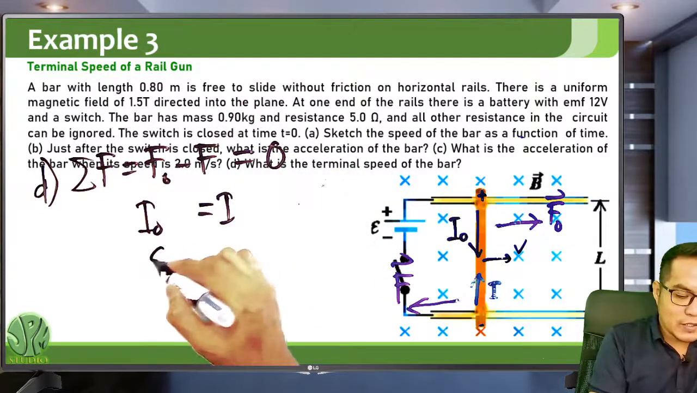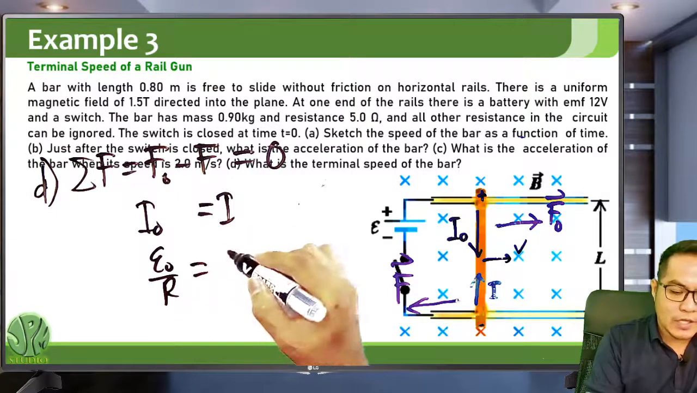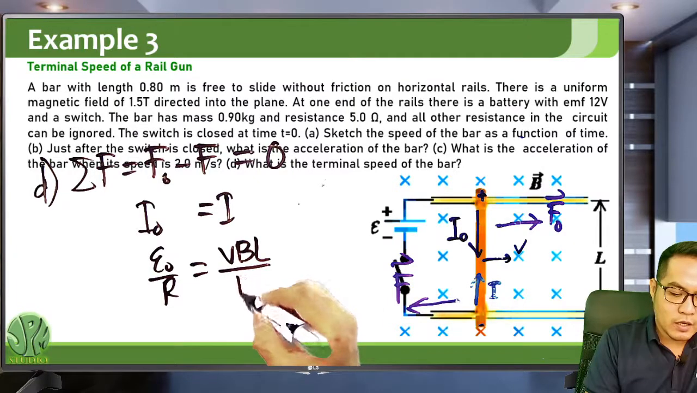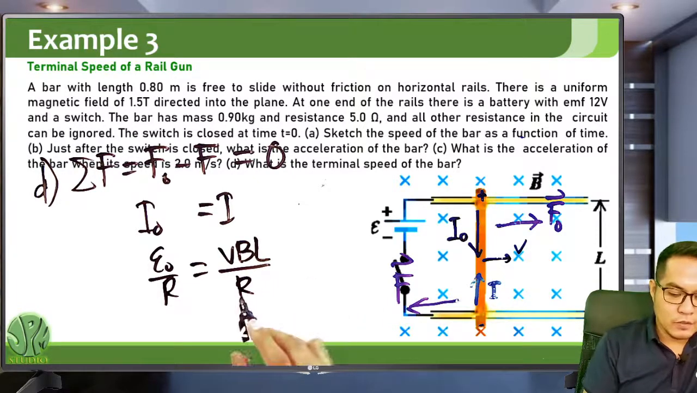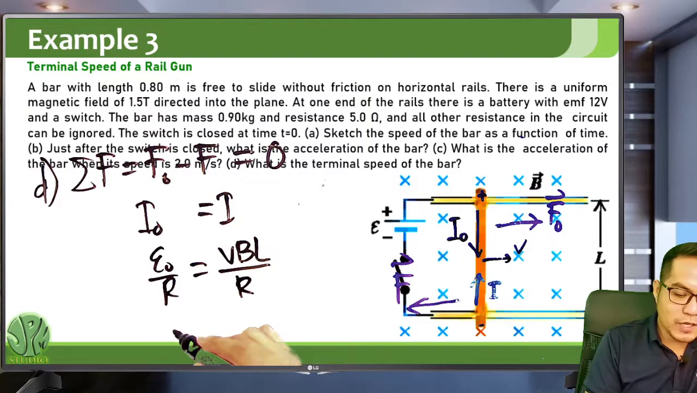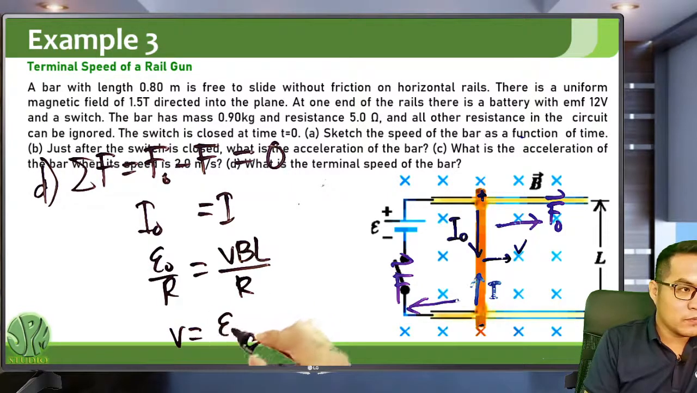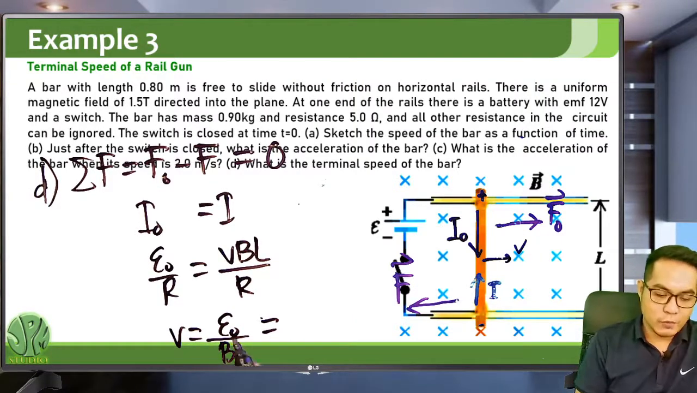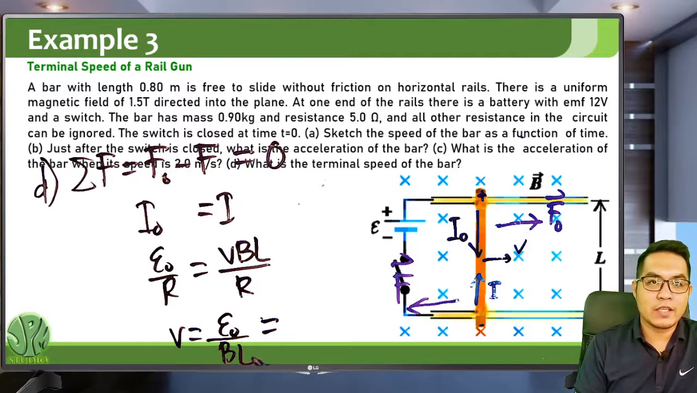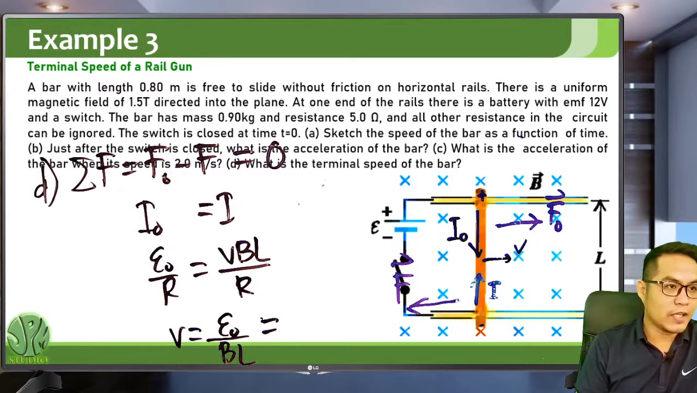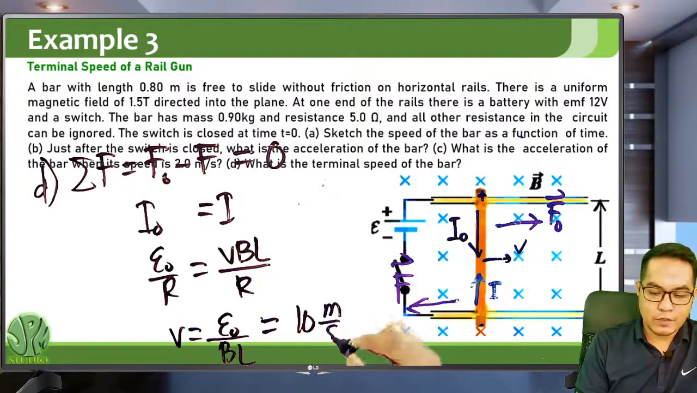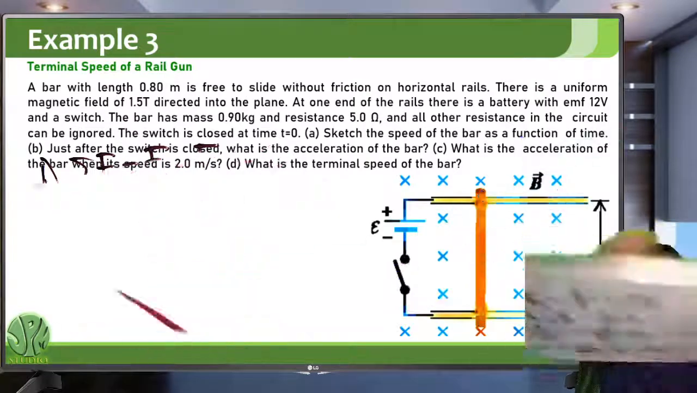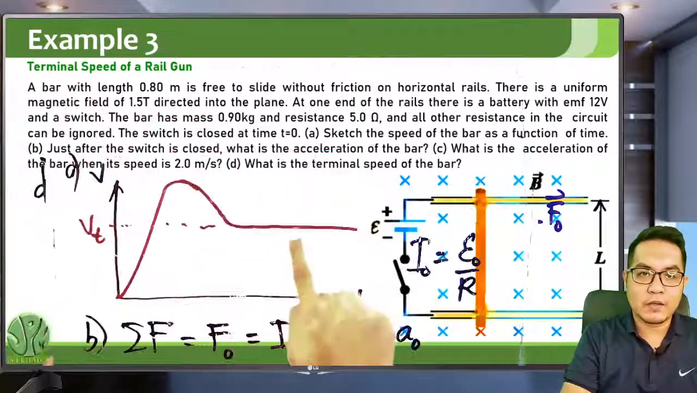I naught is just epsilon naught over R. I is just the induced EMF, which is VBL over R. So multiply both sides by R and you get V is just equal to epsilon naught over BL. So 12 volts, 1.5 Tesla, and 0.80 meters, and you will get a value of 10 meters per second. This is now the terminal speed of our bar.